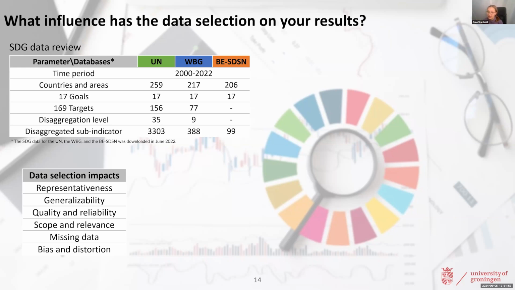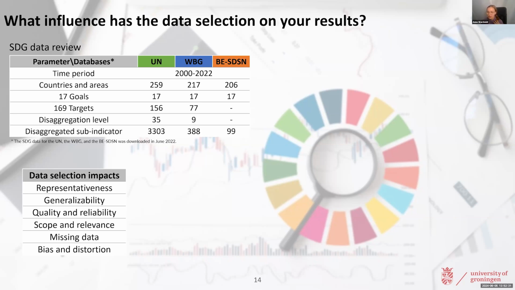We have done a brief analysis of all the three global data providers and checked for the same time period, which was 2000 to 2022. What do these global data providers have in terms of country coverage, goal coverage, target coverage, and so on? And you can see different amounts of countries covered for the UN, World Bank, and SDR. They have all 17 goals covered, but they have different targets covered, and they have different disaggregation levels.